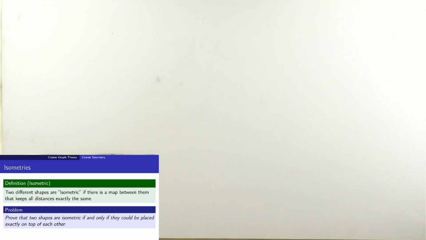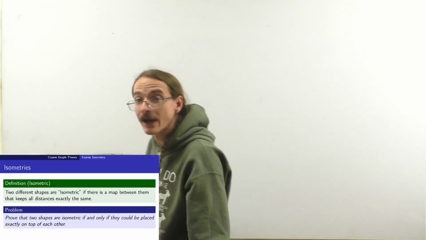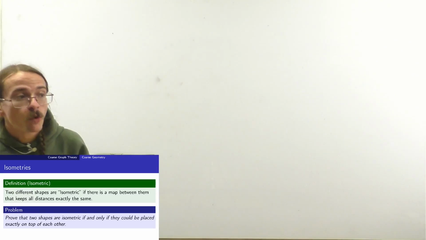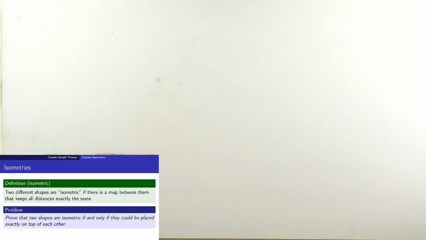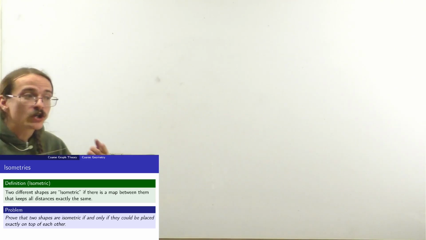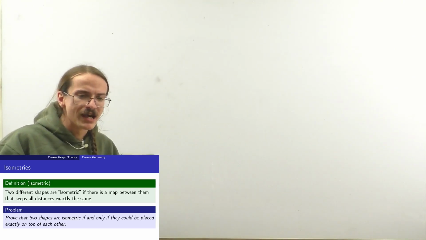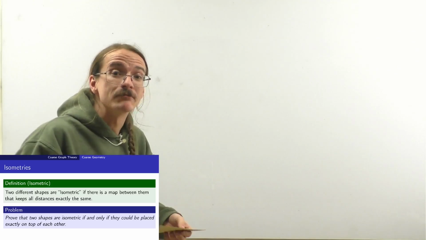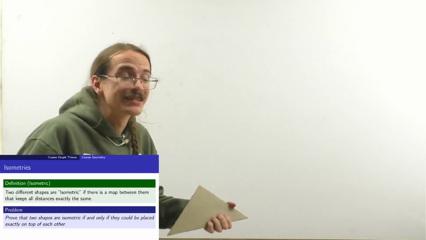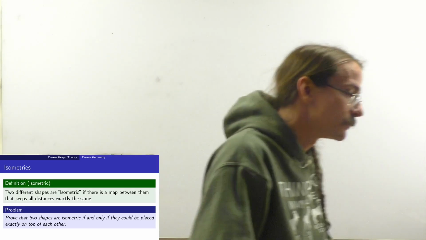Now, we have another fun definition here. This idea we talked about, congruence, picking things up, moving them around without changing their area, we're going to deal with that same idea under a different name. We call it an isometry. Iso for the same and metry for distance, something that keeps distances exactly the same.